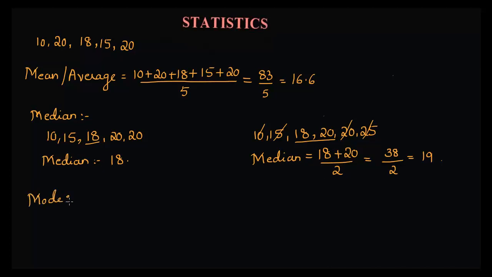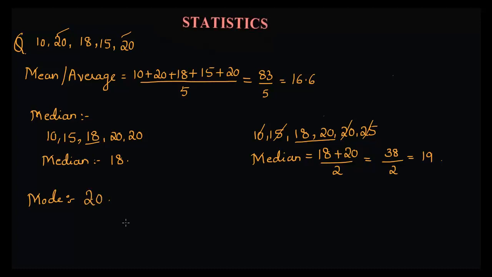What is mode? Mode is nothing but the often repeated value, the value which has been repeated more. Come back to our problem, original problem. This is the original problem. So here, which is the most repeated one? We have 10 once, we have 20 twice. You can observe 20 is 2 times and remaining all number it is once. So 20 is the mode value, right?